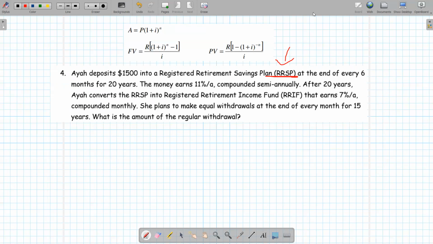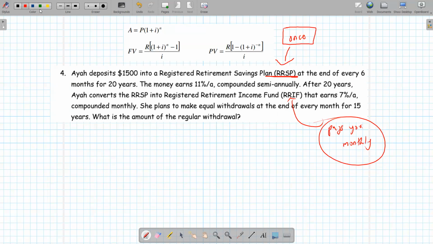But this thing, you're only putting money in once, okay? Only once. Keep that in mind. But this thing, RRIF, it pays you. How are they paying? This one is compounded monthly, so it pays you monthly.